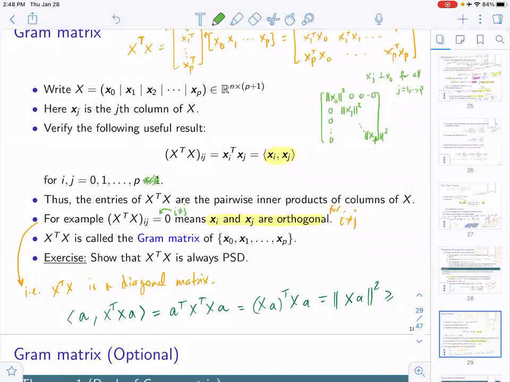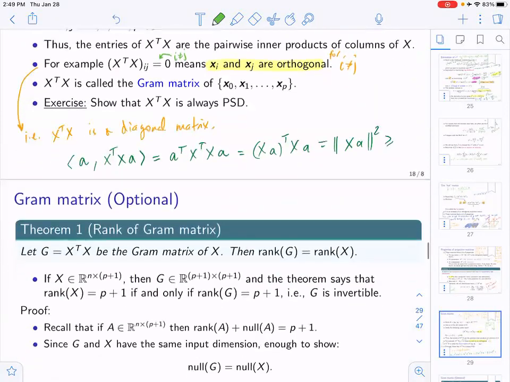And one last piece that you can show as an exercise is that these gram matrices, matrices that can be written as X transpose X, are always positive semi-definite. So this is another useful piece of information. Anything that can be written as X transpose X is a gram matrix, and any gram matrix is positive semi-definite. There's a little argument here, which I'm not going to go through. You can verify for yourself using the definition of positive semi-definiteness. Questions?